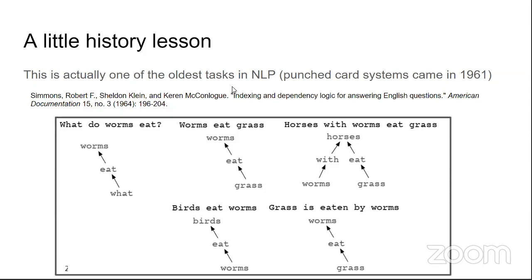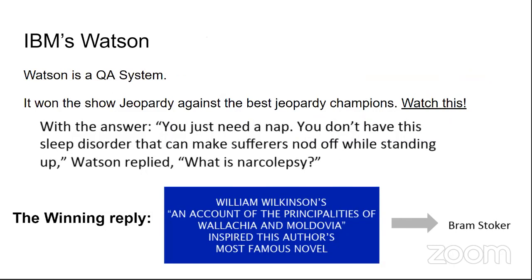Moving on. This is actually one of the oldest tasks in NLP. Punched card systems in computers came in 1961, and a paper about answering English questions came out in 1964. One of the popular questions in this paper was, what do worms eat? Worms eat grass. Or another answer can be that horses with worms eat grass. So they used dependency parsing based logic to provide the answers from the documents, using rule-based or handcrafted patterns, from the documents it had in its knowledge base or the database at the back end.